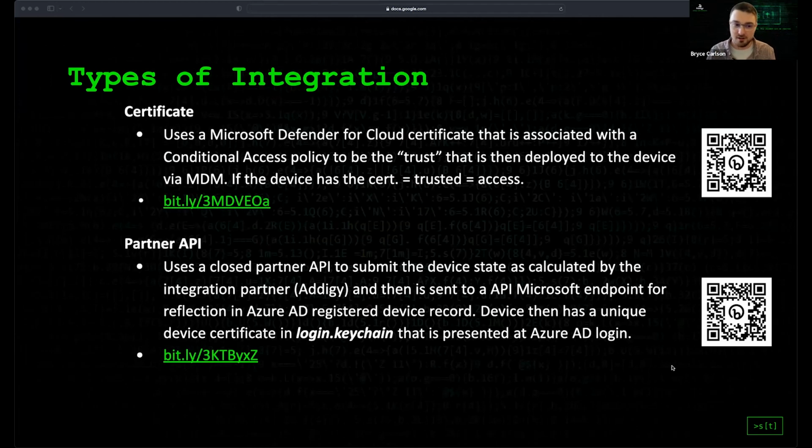The certificate's kind of like the Diet Coke, and the partner API is like the full sugar Coke. The partner API is using a closed partner API to submit a flag of yes or no of the calculated compliance state that we, as the partner Addigy, are calculating on device. And then that is sent over to the Microsoft API endpoint, and then that is reflected for the Azure AD registered record of the device. Not that the device is enrolled within Azure AD or Microsoft Intune or Endpoint Manager, but that it's just registered and it's reflecting the state that we have as a partner, where we have the device actually enrolled and managed. That certificate is put in the login keychain, and that is presented at the Azure AD login.